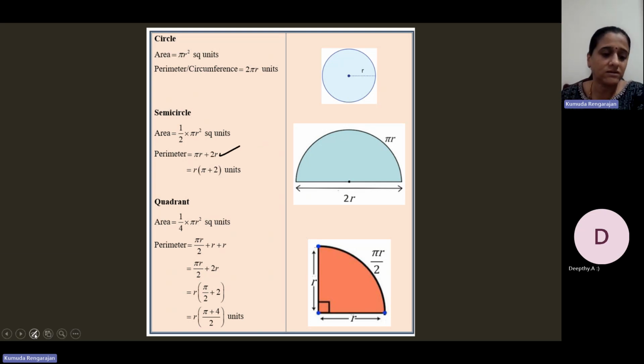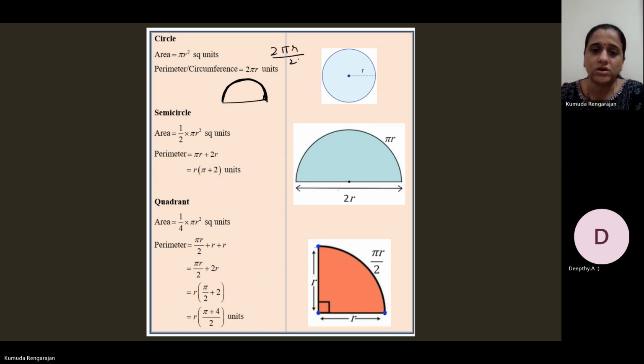So how is it pi r? See, this is how a semicircular region looks like. And now the length of this piece alone will be 2 pi r divided by 2, because the length of this arc is half the length of a circle. So the length of this piece will be 2 pi r divided by 2, which is pi r.